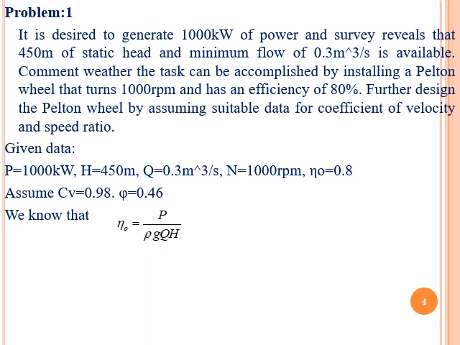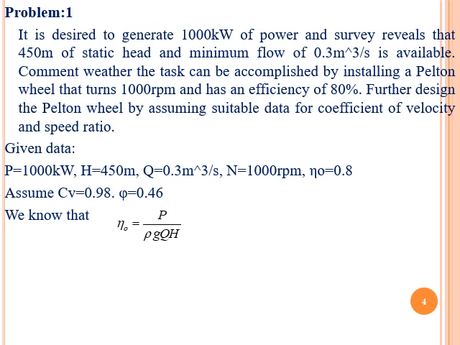Now we know that the overall efficiency is the ratio of power developed to the energy available at the inlet of the rotor or turbine. Here rho is the density of the fluid, g is acceleration due to gravity, Q is discharge, H is head. Here the overall efficiency is given as 80%, that means the value is 0.8.